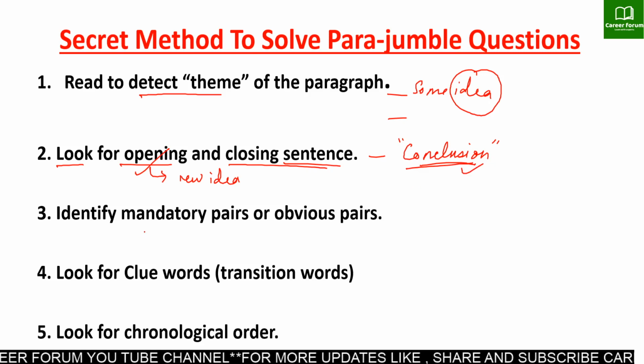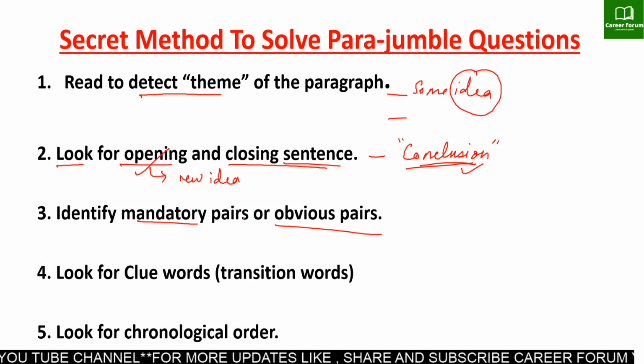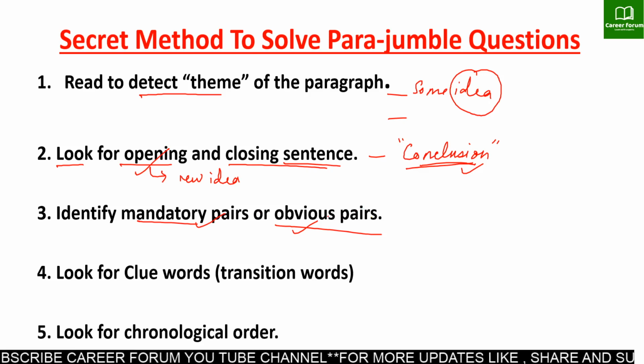Next step is to identify mandatory pairs or obvious pairs. This is one of the significant methods to solve PJ questions very accurately. What we need to do is look for those two sentences which are connected in any way. This we will discuss with an example to have a clear idea.